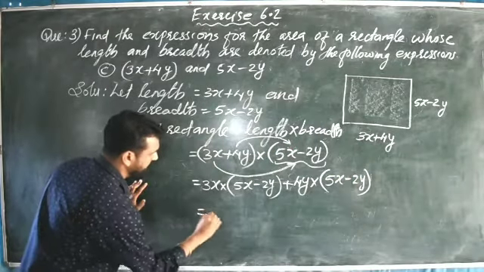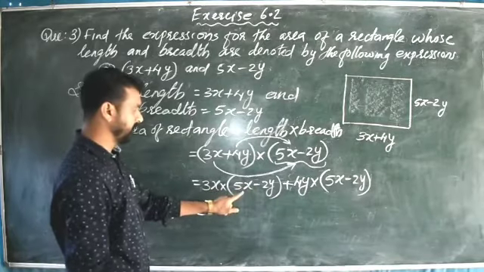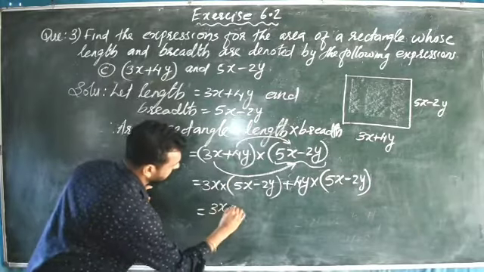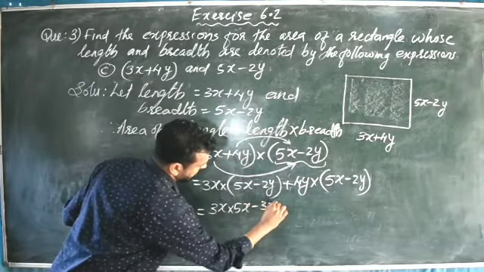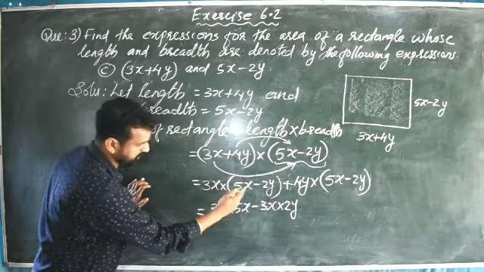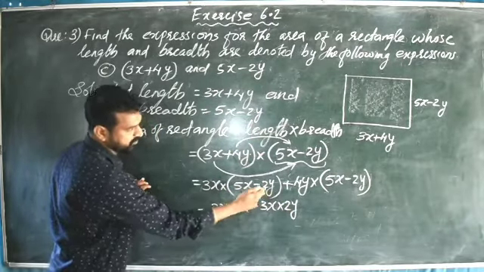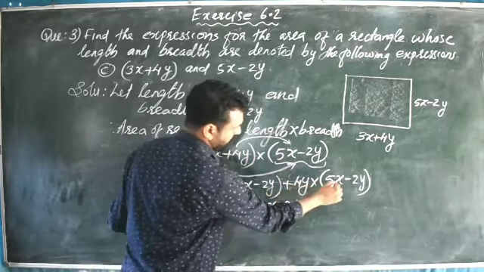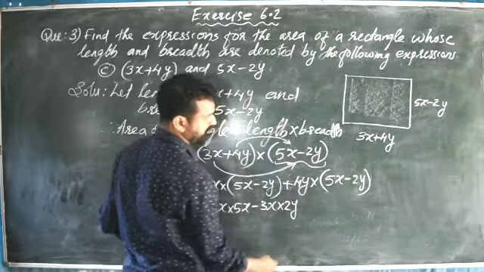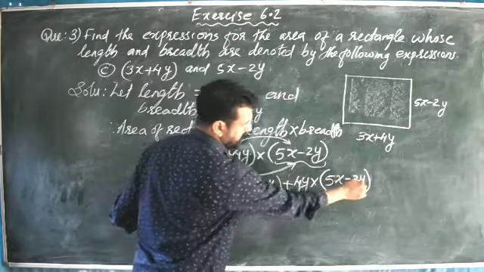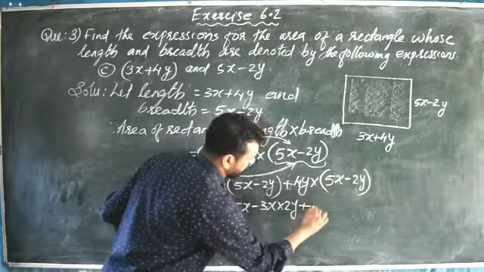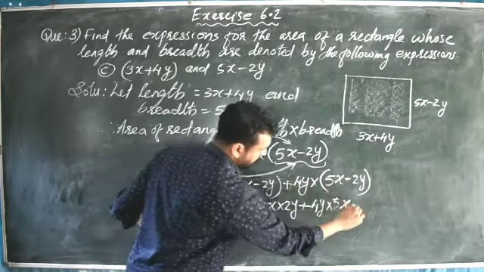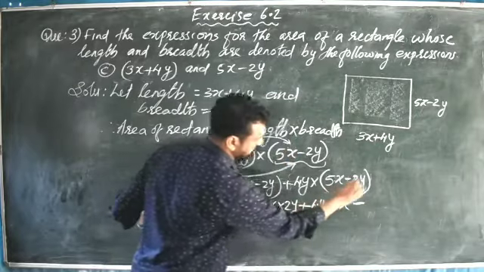Now that is equal to monomial into a binomial. 3x into 5x. After that, what is the sign? Minus 3x into 2y. 3x into 5x minus 3x into 2y. With this monomial, both the terms of the binomial you have to multiply. Then after that, plus 4y into 5x minus 2y. Here also monomial into a binomial. So monomial into both the terms you have to multiply. Plus 4y into 5x, plus into minus, here it will become minus 4y into 2y.